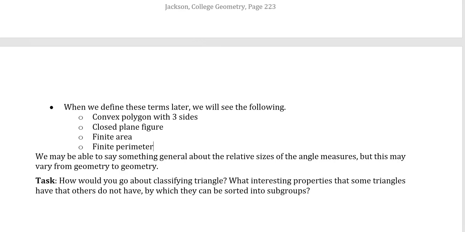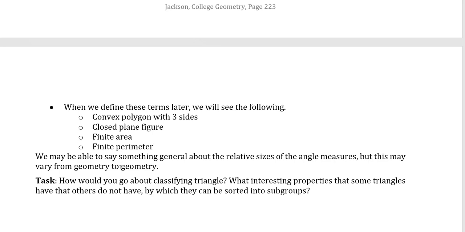So how would you go about classifying a triangle? What are some interesting properties that some triangles have that others do not have, by which they can be sorted into groups? Okay, little subgroups of triangles. So see if you can think about this. Pause for just a second and then come back and we'll check your answers.